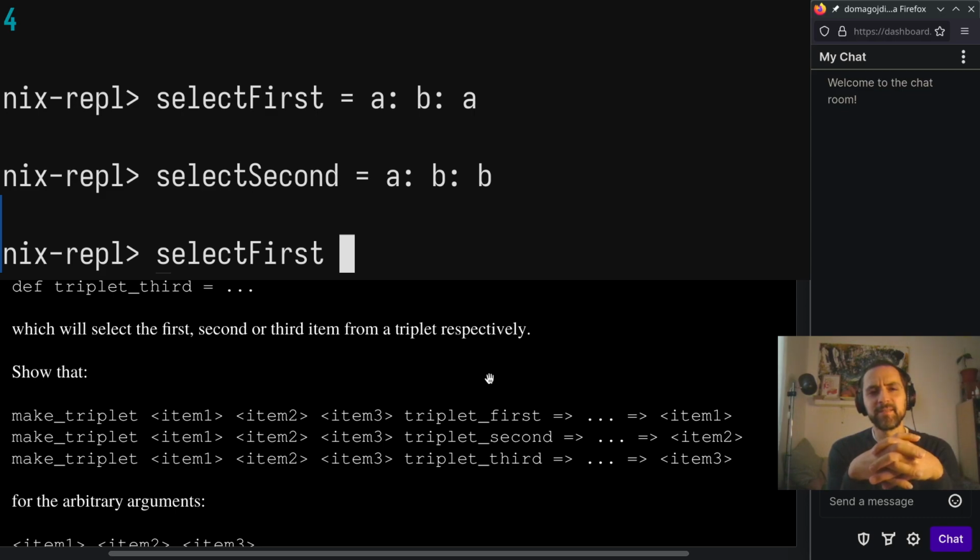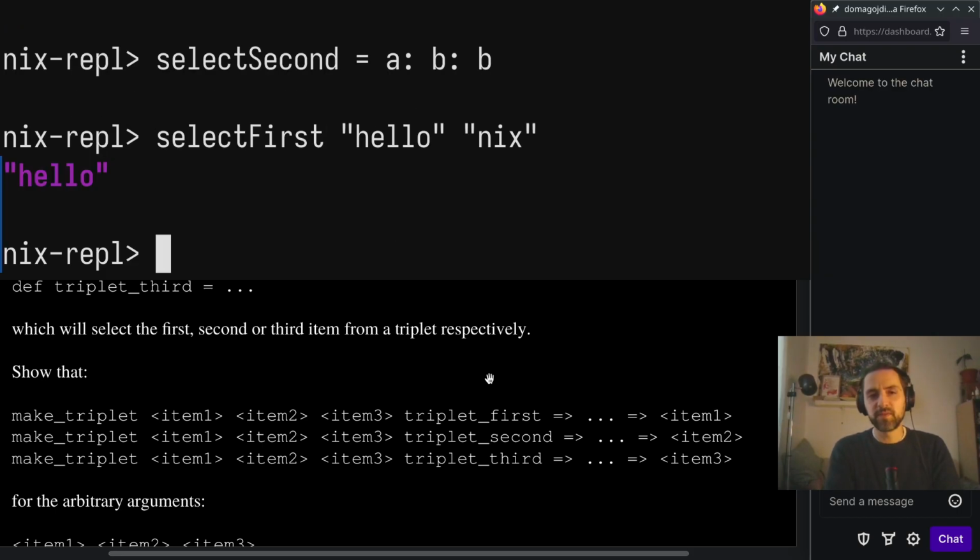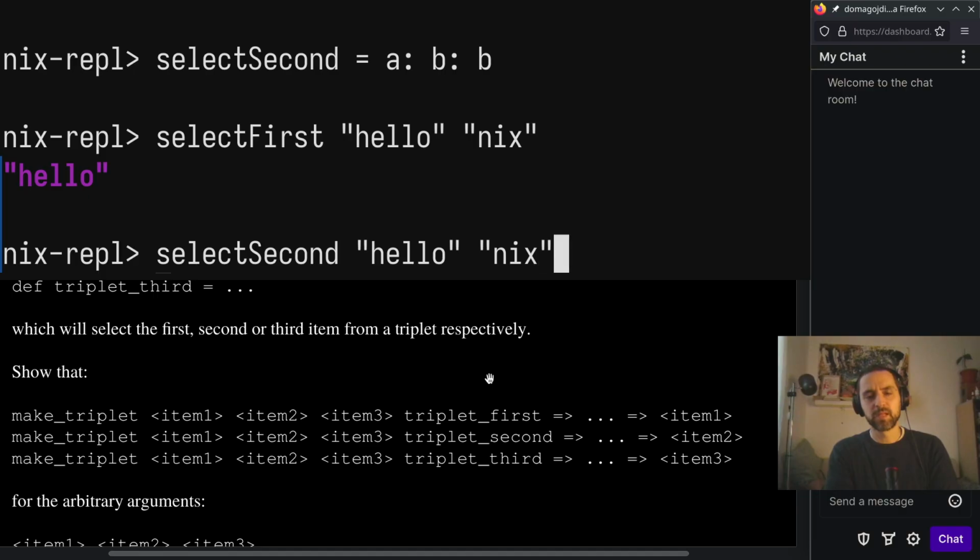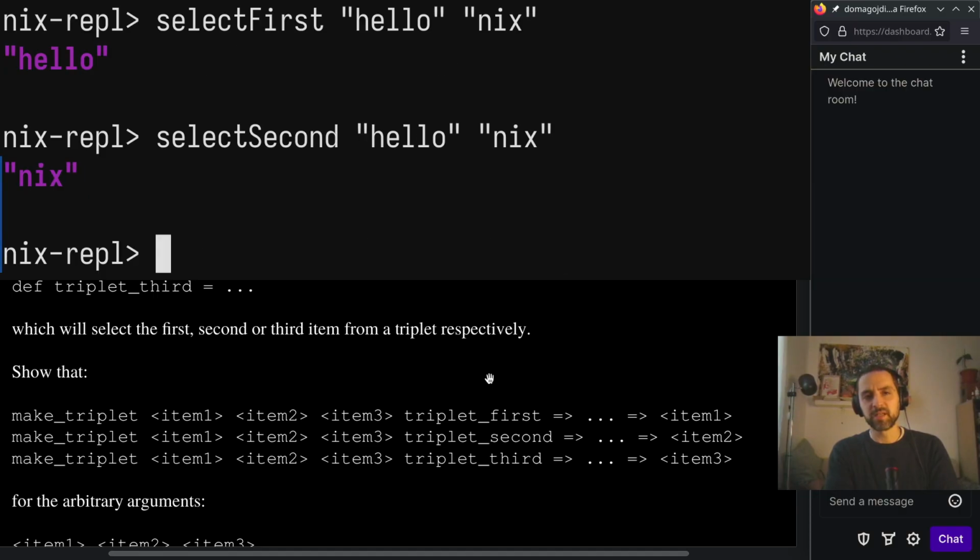It's interesting. So like select first, and we do hello Nix, right? Let's do hello Nix, and we get the first thing out of two. And select second, hello Nix, and we get the second thing next, right? Isn't that nice?